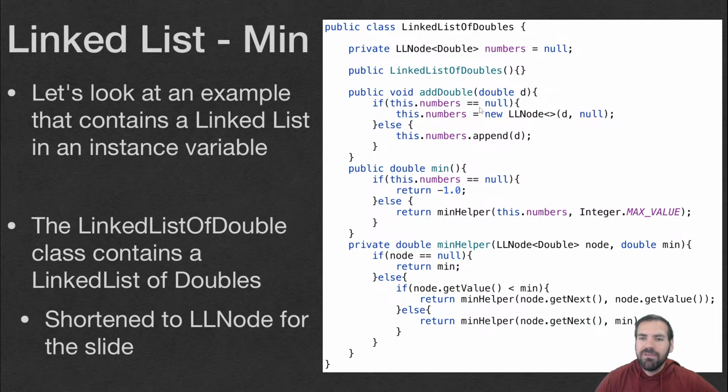This dot numbers, if it is null, so if we have the empty list, if we have nothing in this list yet, then we're going to add that first value. This dot numbers is a new node with the first value of the list and a next of null. We have a list of size 1 right now because we just added the first value. And as long as numbers isn't null, we're going to leverage the append method that we already went over in lecture and let the append method traverse the list until it finds null and then append to the end.